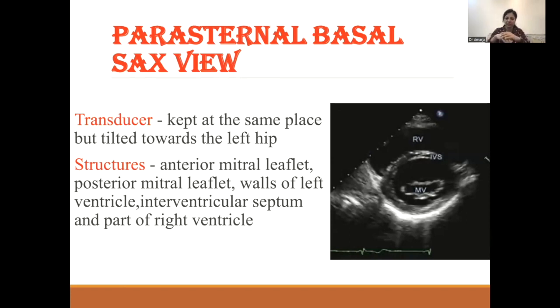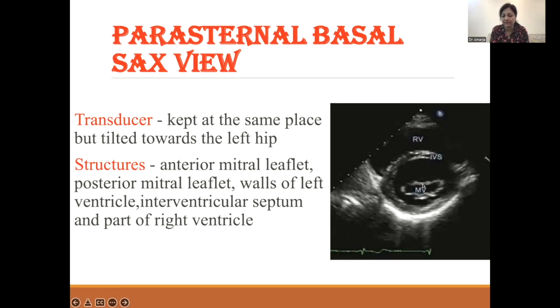Okay, so if this is our heart, then now you have to just see what is below the mitral valve. Like you have seen the aortic valve. Now just place your transducer at the same position where it was and tilt it towards the left hip to interrogate the whole of the mitral valve apparatus. So now when you do that, you get the parasternal basal short axis view. Basal is at the base. Okay, at the base is situated the mitral valve. So this is the basal short axis view.